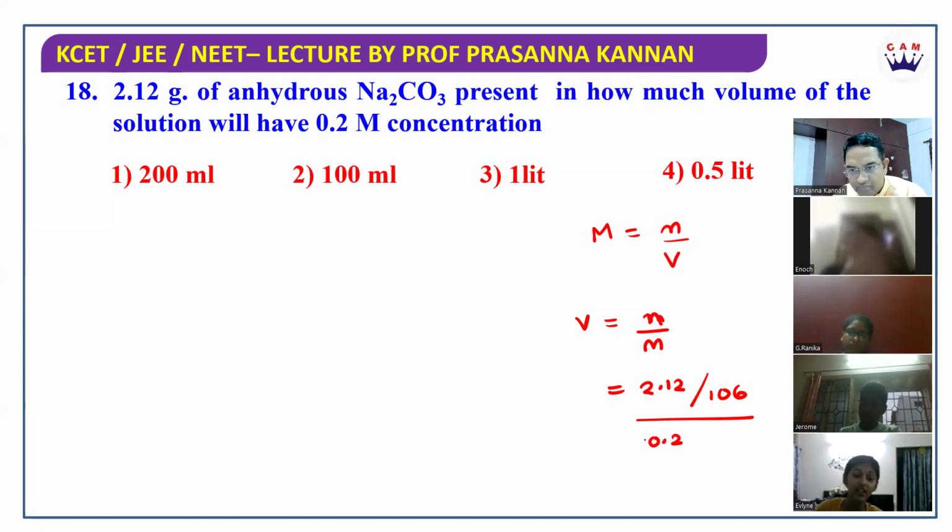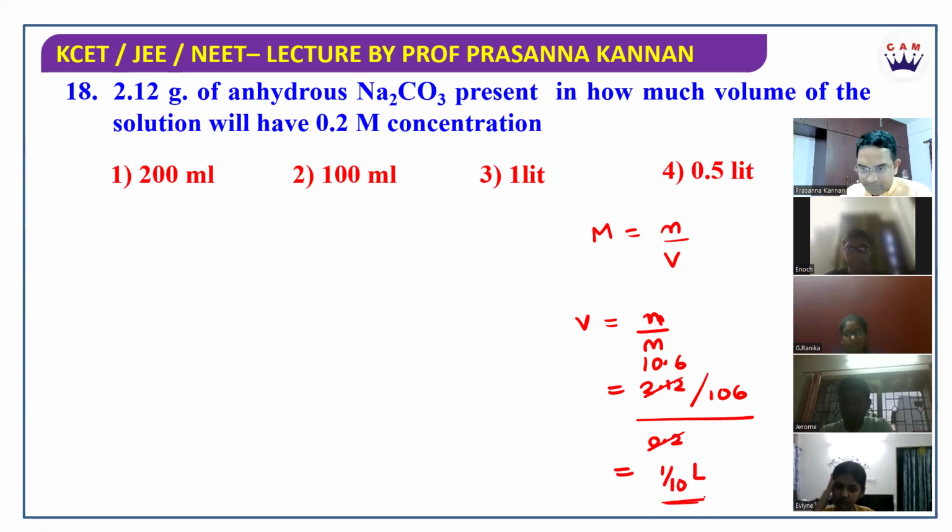Oh, sir, I took it as hydrous, sir. I added 18, so it's not 100 ml, sir. Okay. So you got the idea? Yes, sir. Is it not 100 ml? Okay, let's see. If I write 21.2 by 2, it will be 10.6, right? Yes, sir. Correct. So you will get 100 ml, right? 1 by 10th of a liter, which is 100 ml, right?